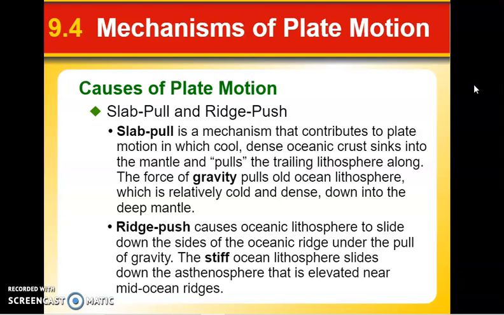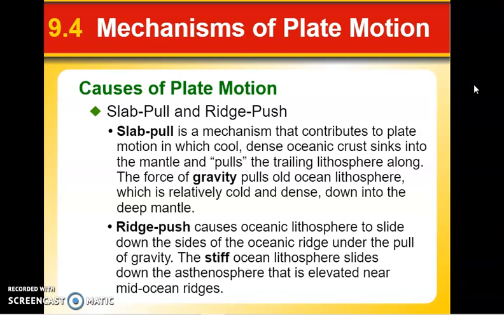Slab pull and ridge push are concepts that you're going to need to be familiar with. Slab pull is a mechanism contributing to plate movement in which cold, dense oceanic crust is sinking into the mantle. And when it does that, it will pull the trailing lithosphere along. Think about a slinky. Once it starts going down those stairs, it's going to pull the rest of it with it. The force of gravity pulls old ocean lithosphere, which is relatively cold and dense, back down into the deep mantle where it can be remelted.